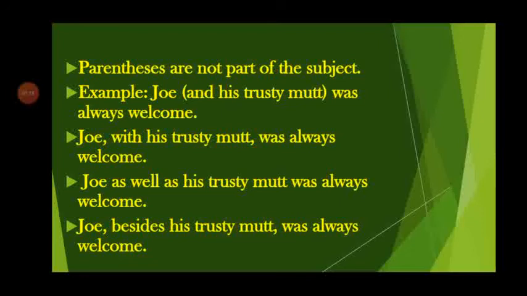Was is added. Then "Joe as well as his trusty mutt was always welcome." There, Joe as well as trusty mutt, in that case too Joe is considered single. Then "Joe besides his trusty mutt was always welcome." In that case also Joe is considered as the sole subject.